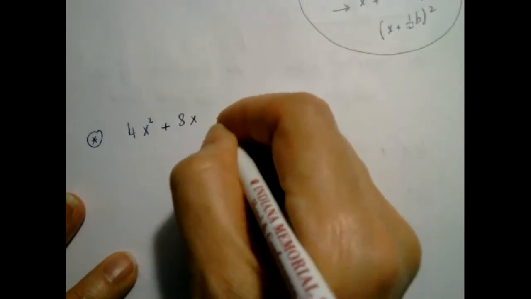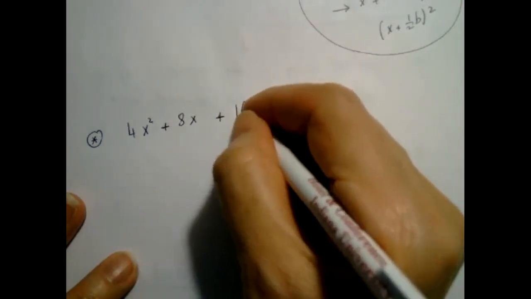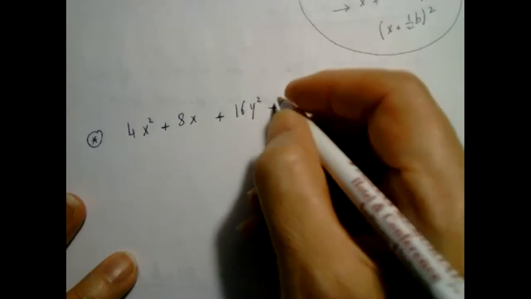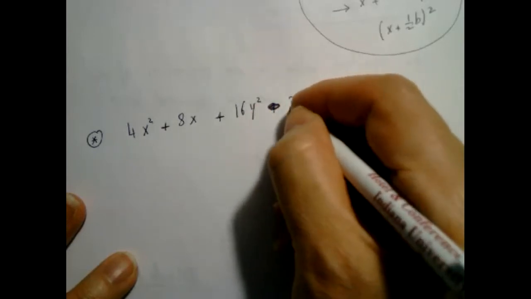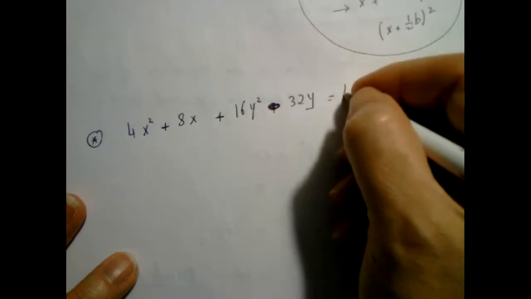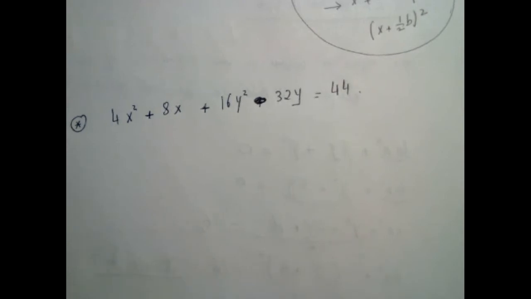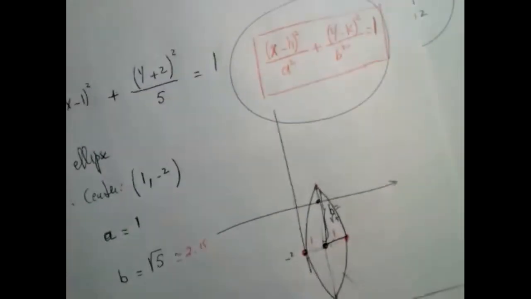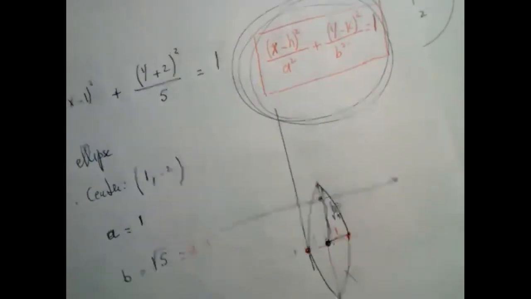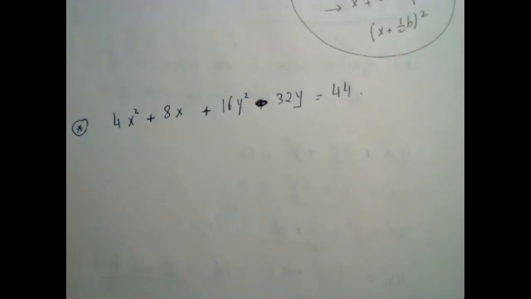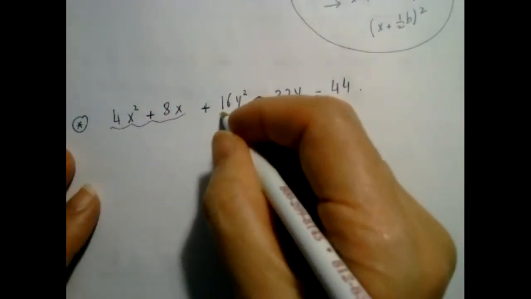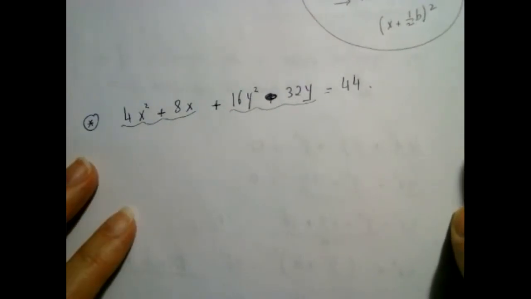So this is an equation: 4x squared plus 8x plus 16y squared minus 32y equal 44. It looks absolutely a nightmare, but we're going to rewrite it so that it has this form. Okay, that's really the goal I'm going to do. All right. First, we put all the x's together and all the y's together. And now how are we going to complete the square?